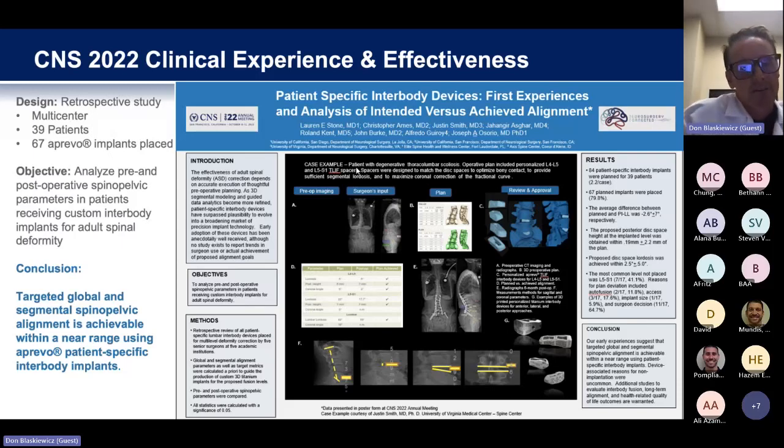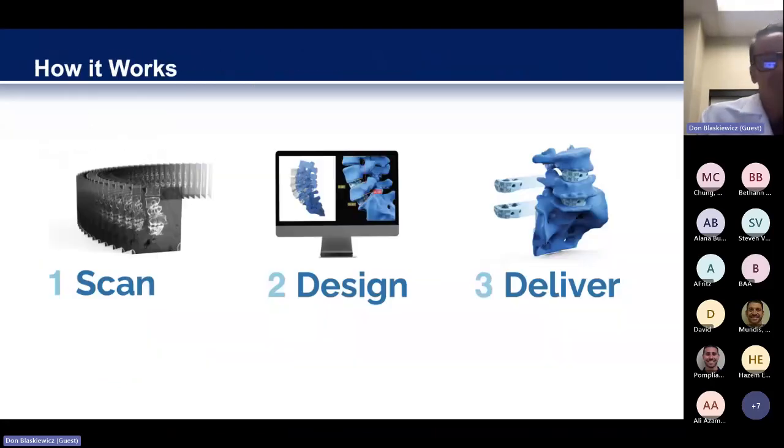This was one of the first presentations with this, and this was a retrospective study looking at 39 patients with 67 Aprevo implants. The objective was to analyze pre- and post-operative spinopelvic parameters in the patients receiving custom interbody implants for adult spinal deformity. And this concluded that target global and segmental spinopelvic alignment is achievable within a near range using Aprevo patient-specific implants.